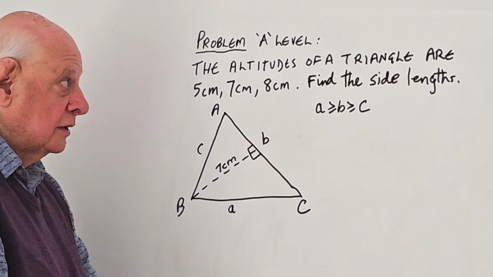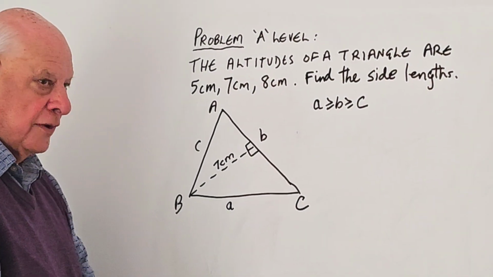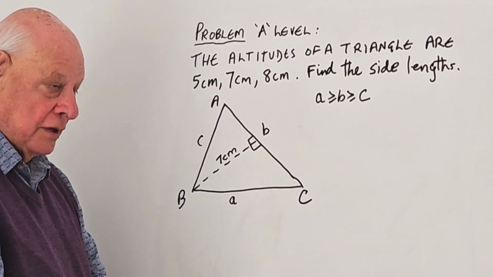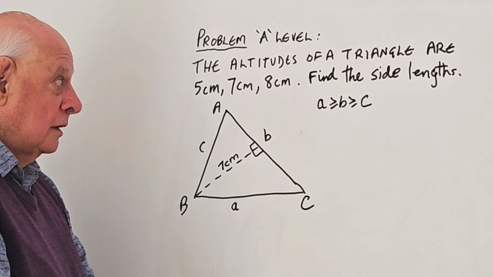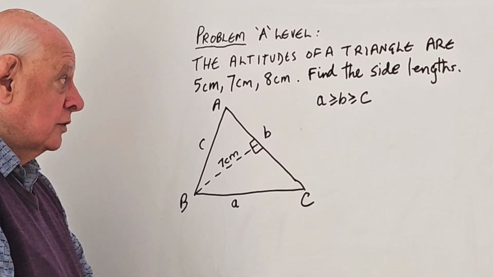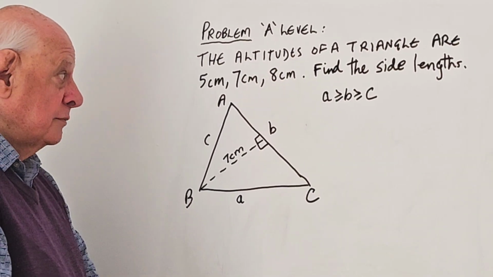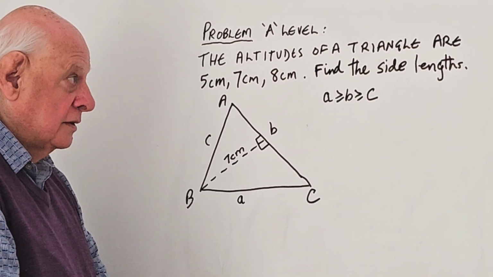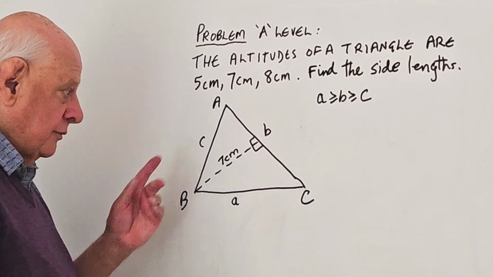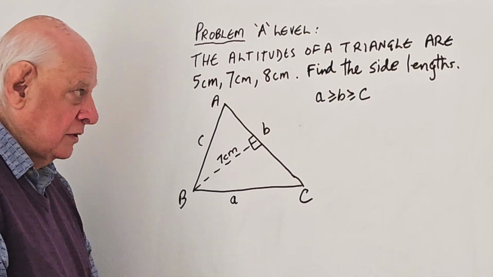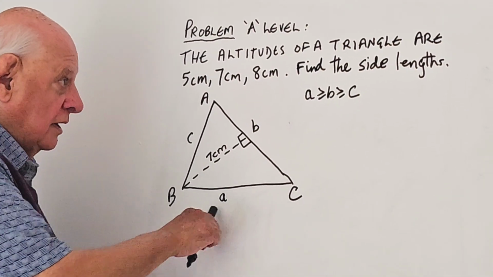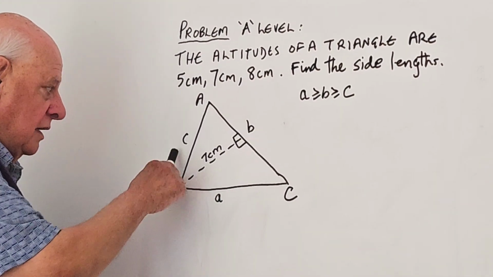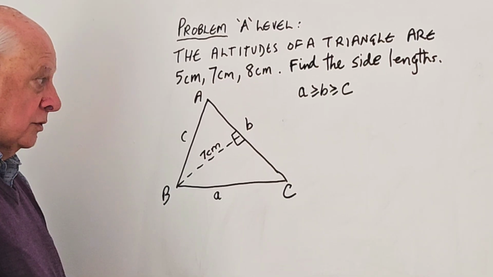Right, we're going to solve a little problem here, which you often find in A-level type examinations. We're given the altitudes of a triangle as 5 centimetres, 7 and 8 centimetres, and you've got to find the side lengths. I've drawn a little triangle here, and we'll say that A is the longest side, B is the middle side, and C the shortest side.